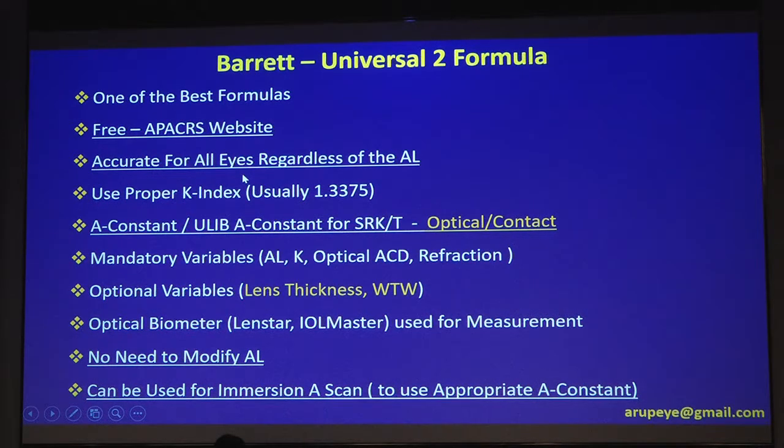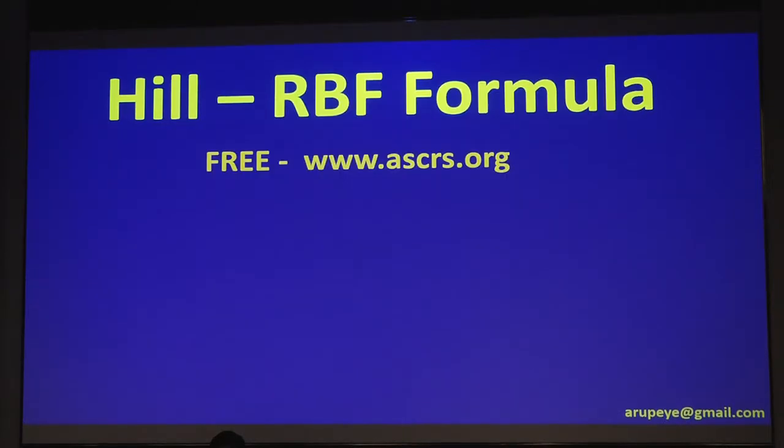It is accurate for all eyes regardless of the axial length, and you don't need to modify the axial length by Bangkok modification. A constant is already fed in a drop-down menu. In case you are using a lens where you don't have an A constant in this software, you can use the ULIB as A constant value or a manufacturer's A constant in case it is a new lens that you're going to start off with.